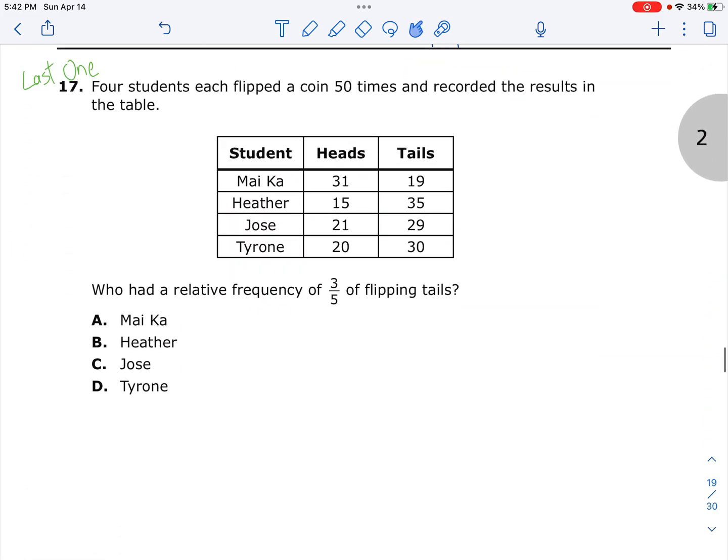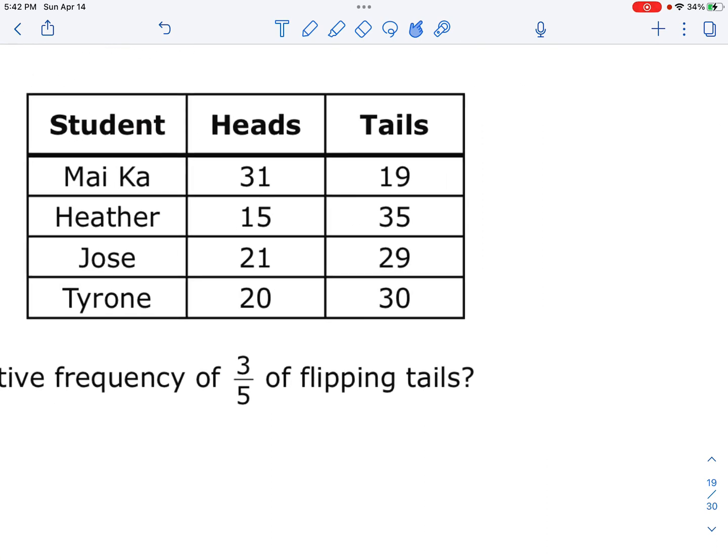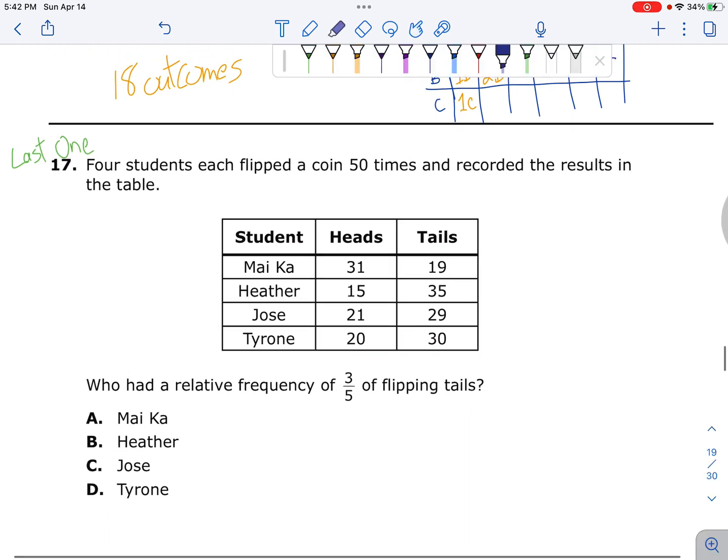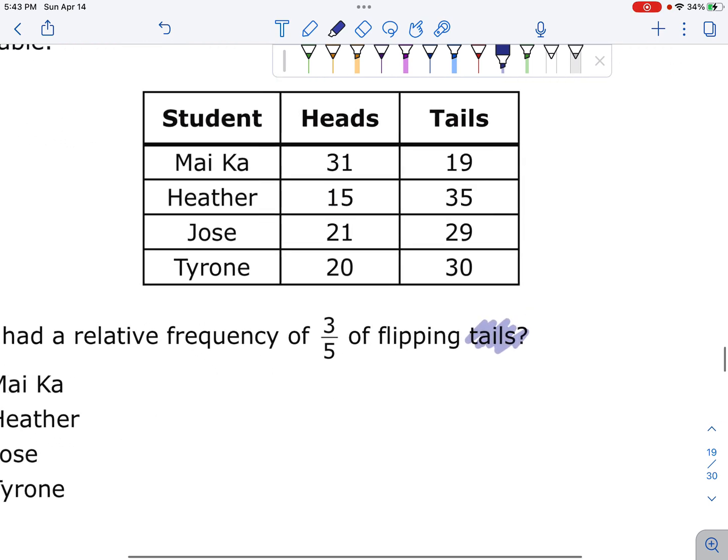Last one in this video. 4 students each flipped a coin 50 times and recorded the results in the table. Who had a relative frequency of 3/5 of flipping tails? Something that's tricky in this problem is that the denominator isn't here in this table, but it is here. It says each one flipped 50 times, and we want tails. So one of these people has a relative frequency of 3/5 flipping tails.